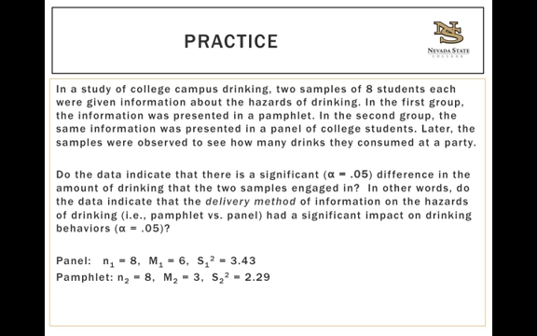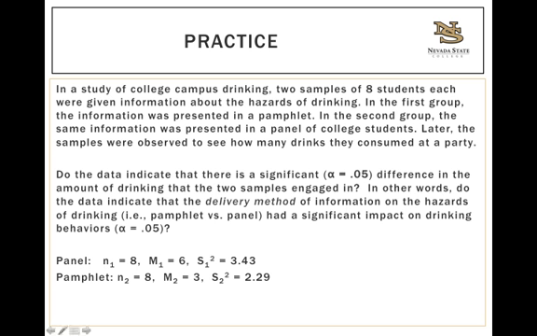So do the data indicate that there is a significant difference in the amount of drinking that the 2 samples engaged in? So that word difference should be cluing you in to whether this is going to be a one-tailed or two-tailed test. So we're not looking for a direction, we're just looking for a difference. In other words, do the data indicate that the delivery method of information on the hazards of drinking, so pamphlet versus panel, had a significant impact on drinking behaviors?